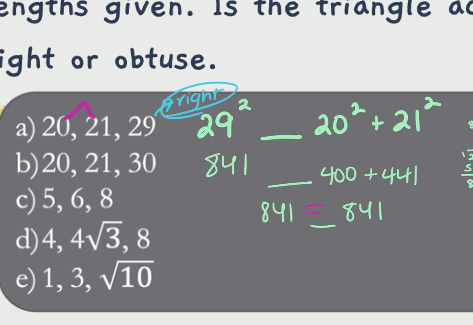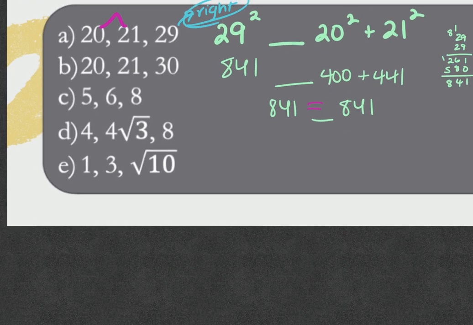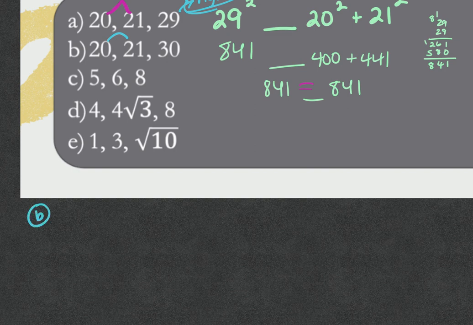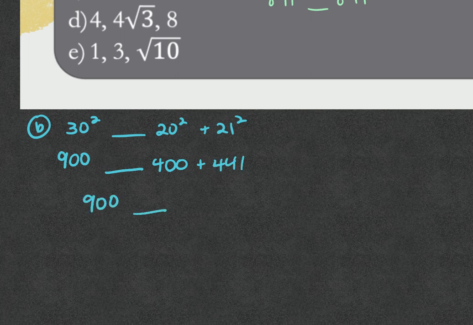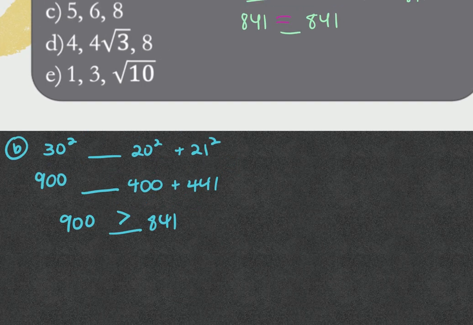All right, go to B. So 20 plus 21 is what I would check first, making sure it's bigger than 30. Is it? Yes. So then 30 squared has what relationship to 20 squared plus 21 squared? 30 squared would be? Good. 20 squared? 400. Good. 21 we just did, 441. So 900 has what relationship to 841? It is greater than, which makes this triangle? Good, obtuse.